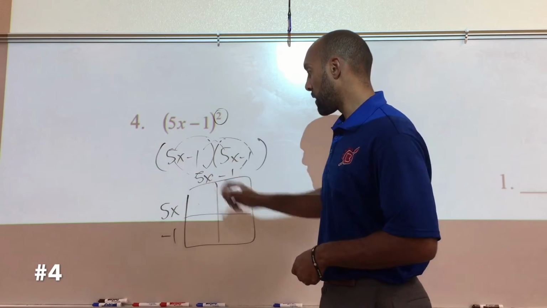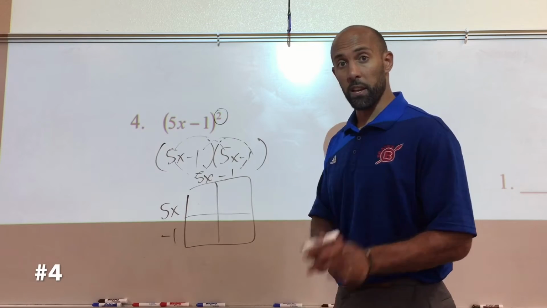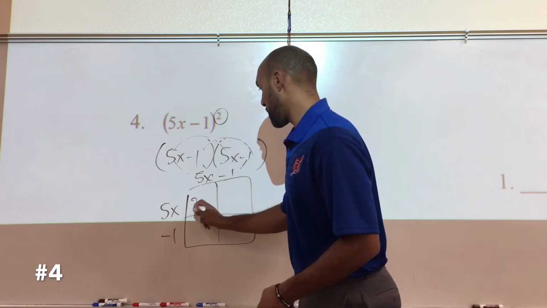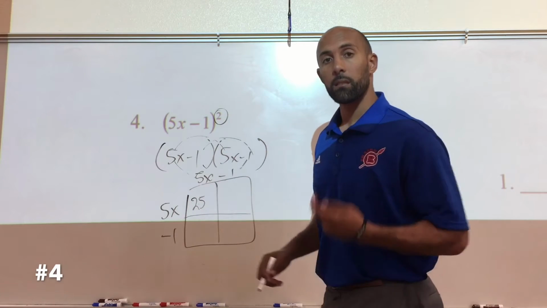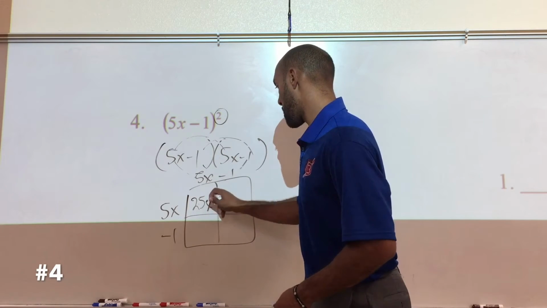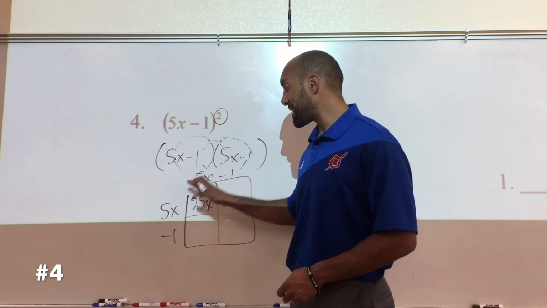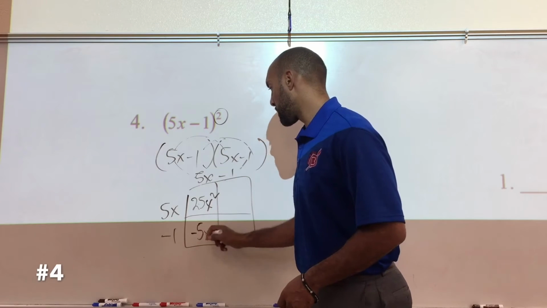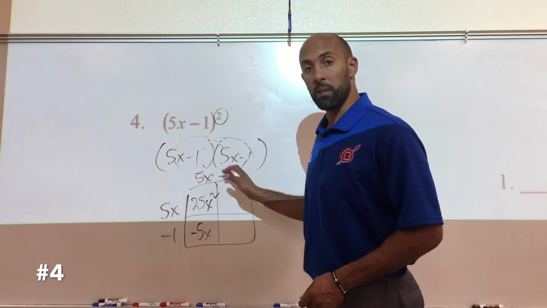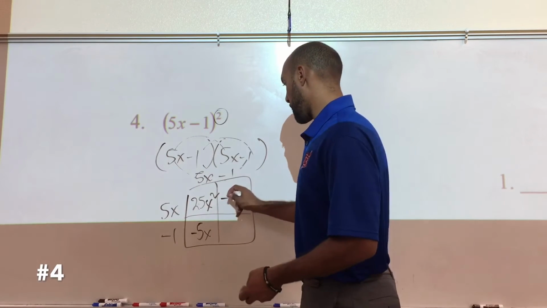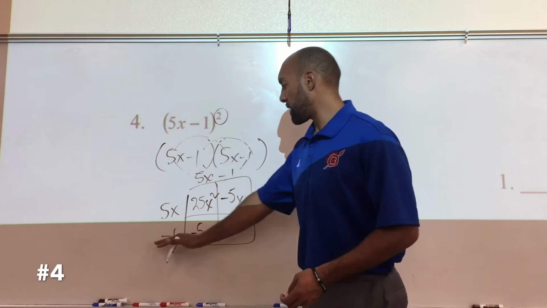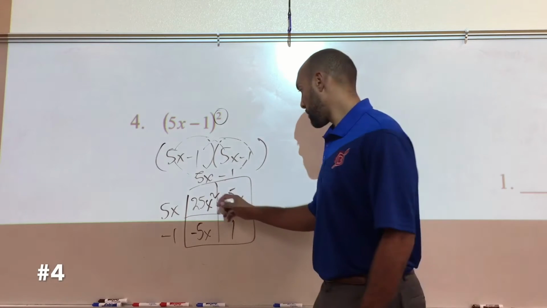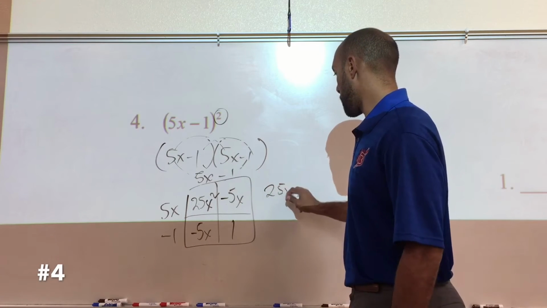Okay, so 5x times x, oh, let's do one number at a time. The number 5 times 5, 25. X times x, x squared. Okay, negative 1 times negative 5x, negative 5x. And the same thing here, 5x times negative 1, which is the same thing, negative 5x. And then negative 1 times negative 1 gives us 1. And again, start with your first term.